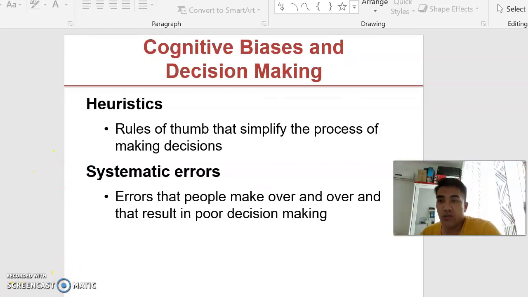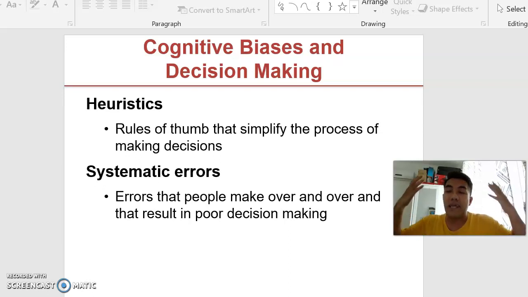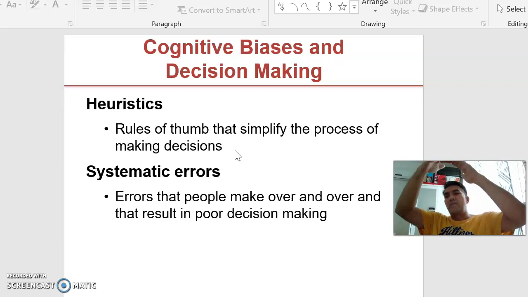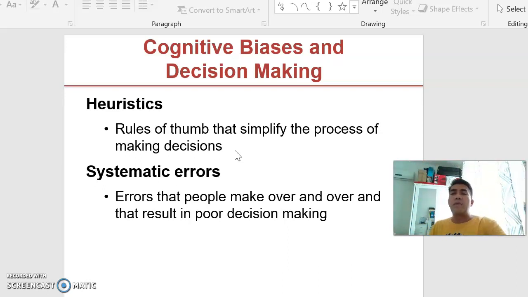All right, due to us being human, we have human limitations in terms of our ability to absorb and to use, to think, or even to make decisions. And then, of course, we have all of these biases in making decisions. For example, sometimes heuristics. This is the rule of thumb that simplifies the process of making decisions. Or in other words, we are making shortcuts in making the decision. Sometimes we identify the problem, and suddenly we immediately jump to the conclusion, without even assessing all of the alternatives that we have. That could be part of heuristics, biases in decision making. And then systematic errors that people make over and over, and that result in poor decision making.